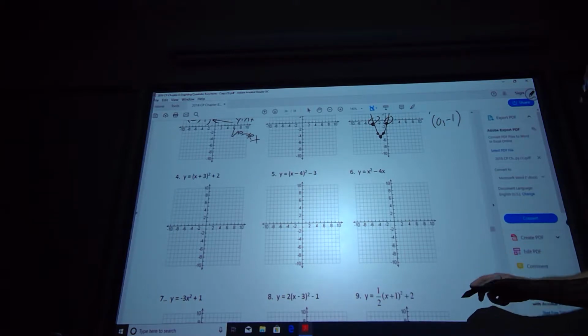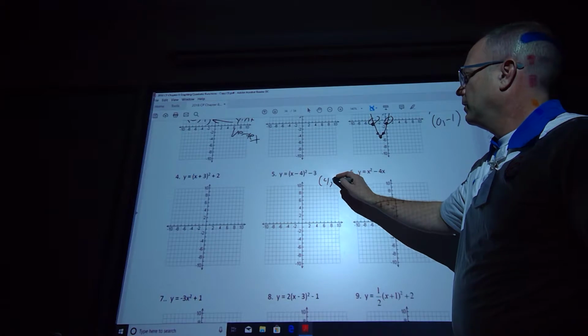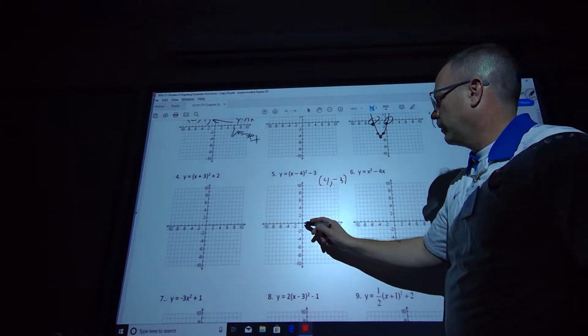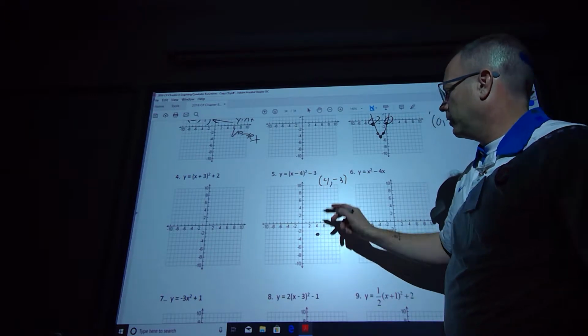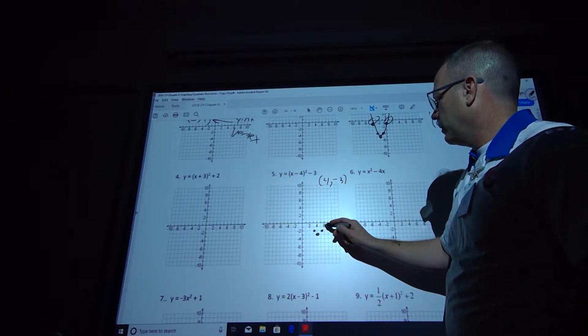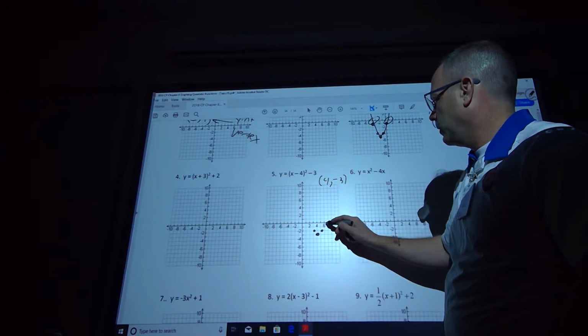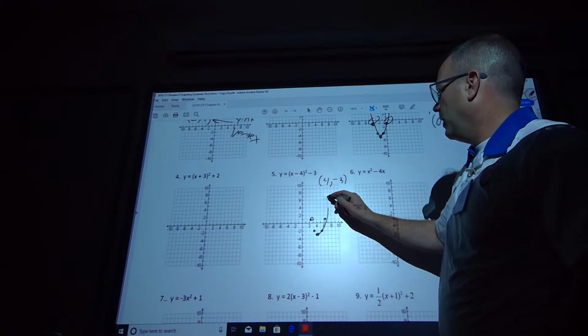Okay, number 5 is in vertex form already. So it's opposite inside, same outside. So 4, negative 3. Pattern graph with 1, 3, 5. Right one, up 1, left one, up 1. From here, right one, up 1, 2, 3. Left one, up 3. And go ahead and graph it.